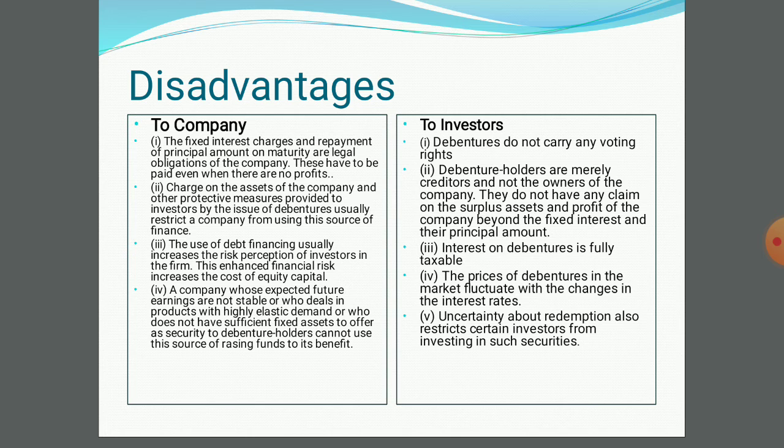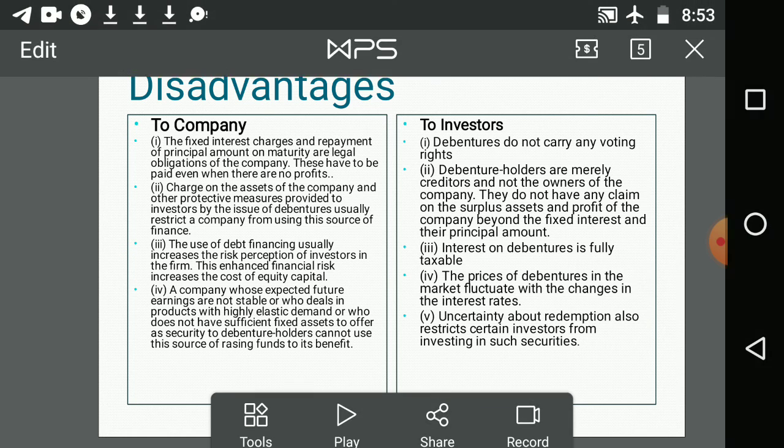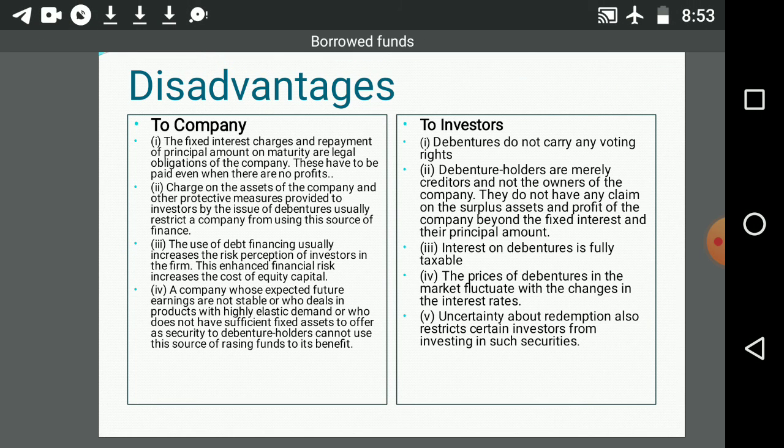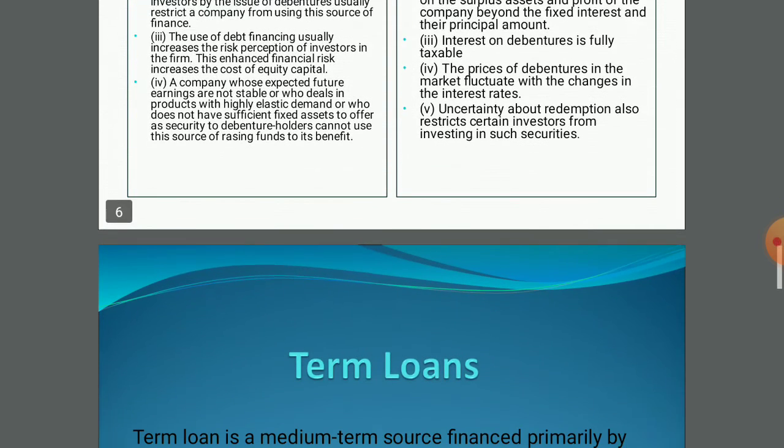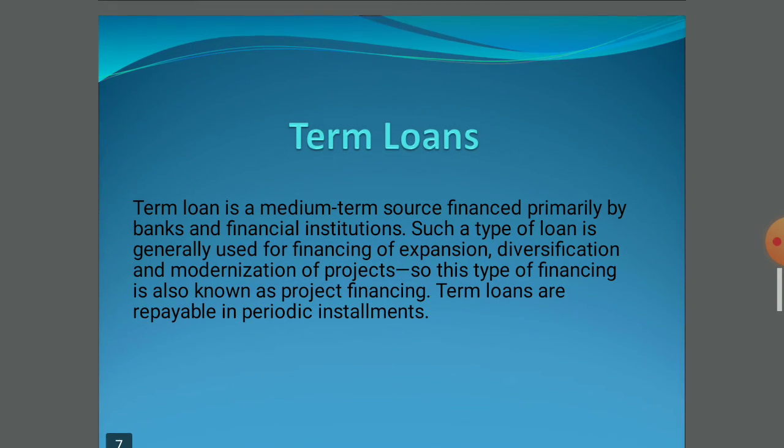And very importantly, uncertainty about redemption also restricts certain investors from investing in such securities. See, even if it has a fixed maturity period, if the company feels that there is no need to have that capital in the organization anymore, it is going to redeem the principal amount before its maturity period, or if the company is in need, it may continue the investment even after the maturity period has arrived. So there is no surety about the redemption of the capital amount. So we are finished with the first borrowed source, that is debentures.